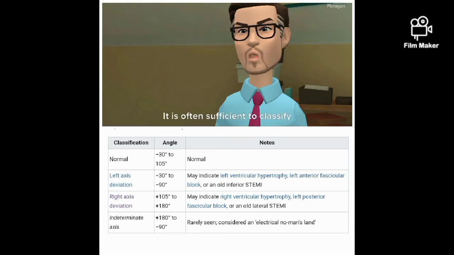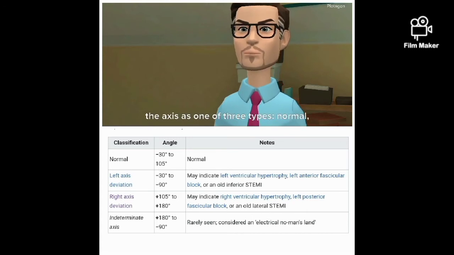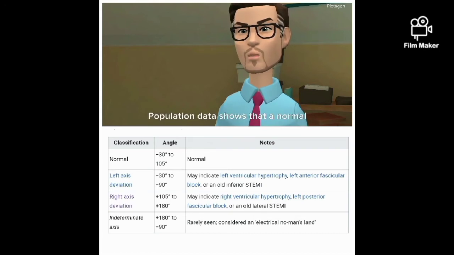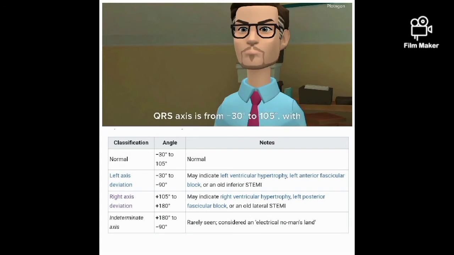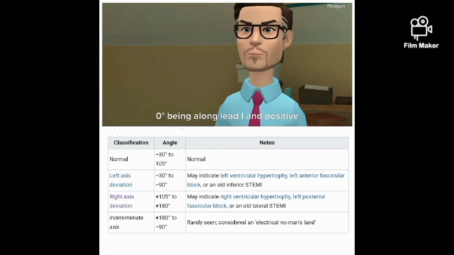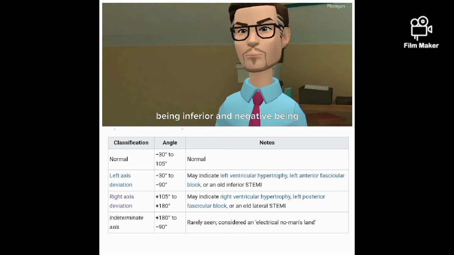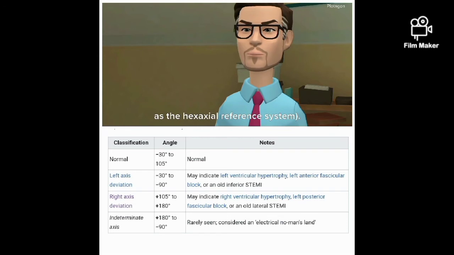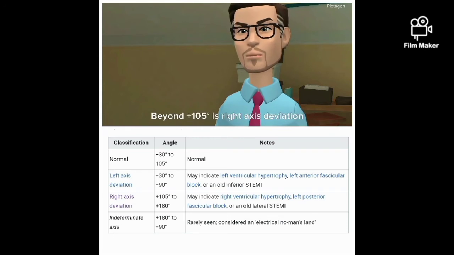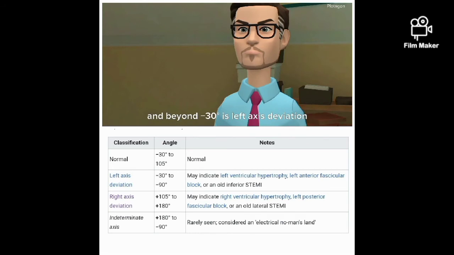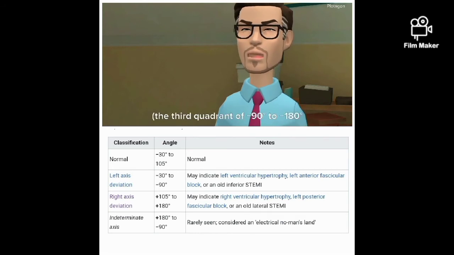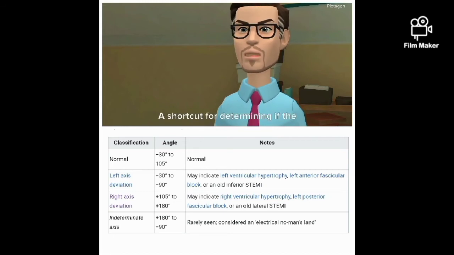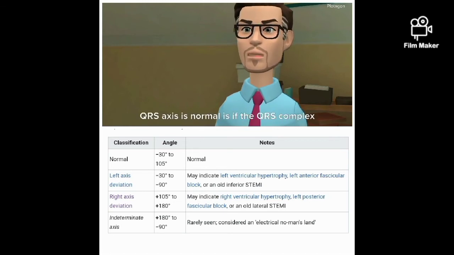It is often sufficient to classify the axis as one of three types: normal, left deviated, or right deviated. Population data shows that a normal QRS axis is from minus 30 degrees to 105 degrees, with 0 degrees being along lead I, positive being inferior and negative being superior, best understood graphically as the hexaxial reference system. Beyond plus 105 degrees is right axis deviation and beyond minus 30 degrees is left axis deviation. The third quadrant of minus 90 degrees to minus 180 degrees is very rare and is an indeterminate axis.